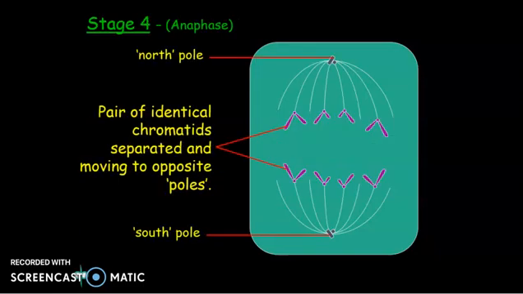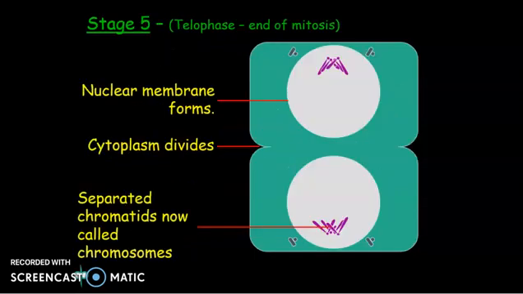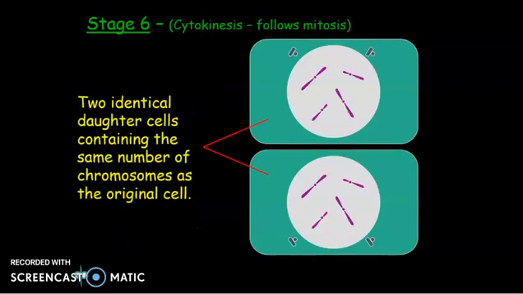In stage 4, those chromatids are pulled apart from the centromere by the contraction of the spindle fibers, and the different chromatids are separated and moved to opposite poles of the cell. In stage 5, a new nuclear membrane forms at each end of the cell where the chromatids have been pulled apart, and the cytoplasm now begins to divide. And in stage 6, two identical daughter cells are formed, containing the same number of chromosomes as the original cell.